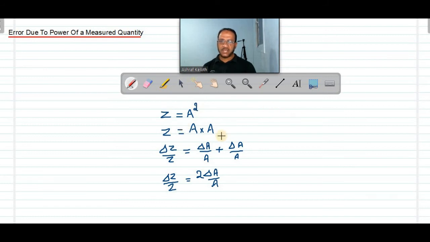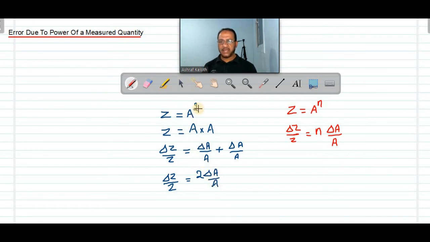Yes, sir. So in general we can write it like this. For any physical quantity Z equal to A raised to N, A to the power N, delta Z by Z is equal to what? The fractional error of the physical quantity will be equal to N into delta A by A. This is the general equation, because when we had Z equal to A square, we got 2 into delta A by A.